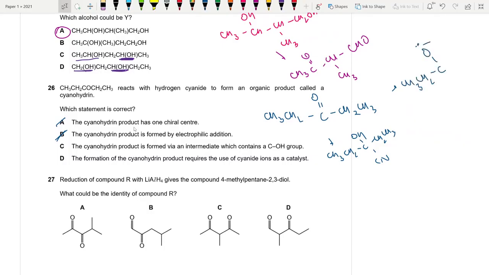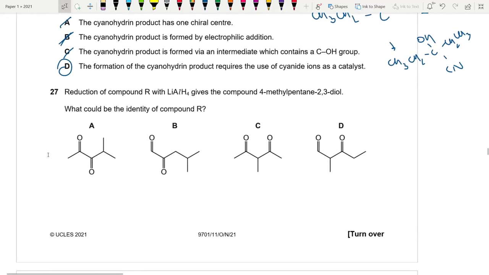O minus, right? This one. It's like this. So that's wrong. D should be correct. The formation requires the use of cyanide ions as catalyst. That's true. Reduction of the compound R with LiAlH4 gives the compound 4-methylpentane-2,3-diol.